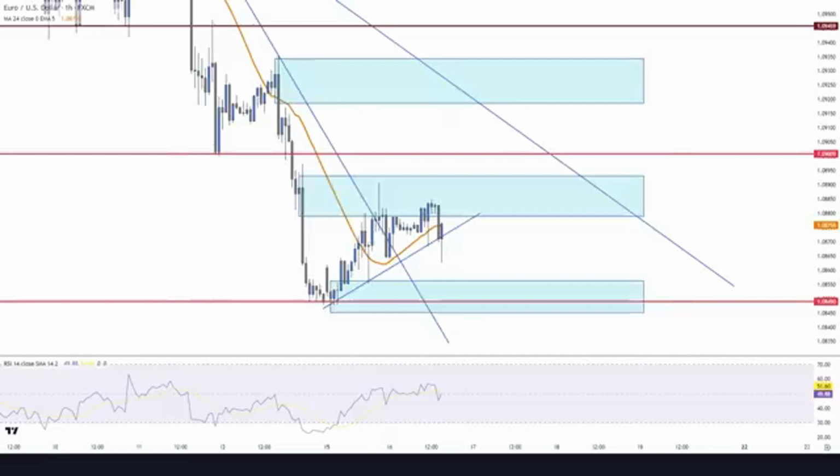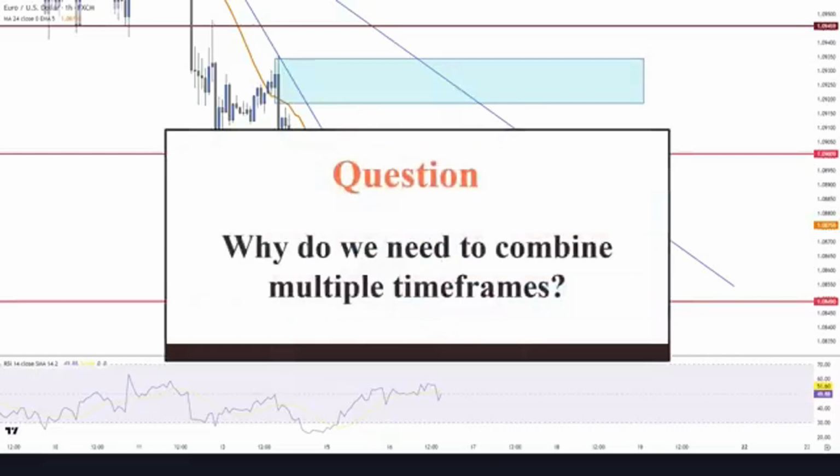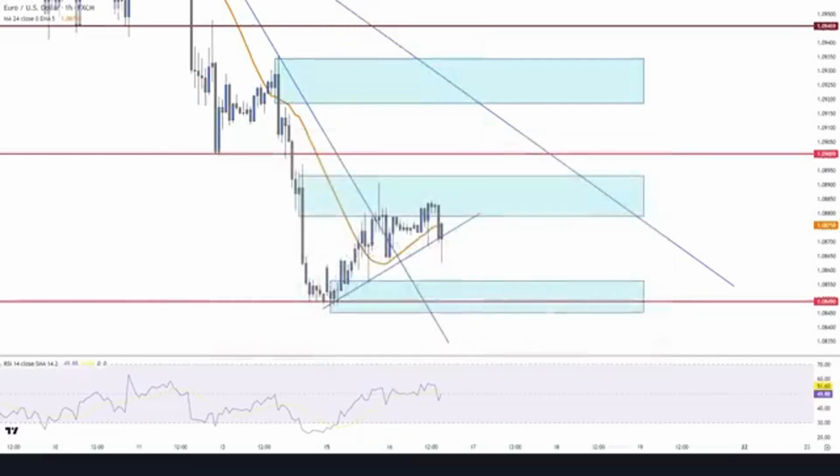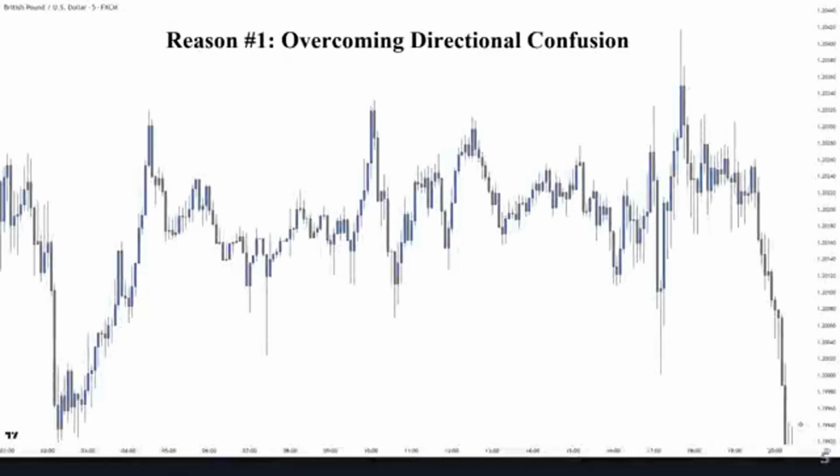But first, why do we even need to combine multiple time frames? Well, here are the top 3 reasons. Number 1. Overcoming directional confusion. Here, on the pound-dollar 5 minutes chart, the market looks choppy without any visible direction. It continuously violates the structure levels to both up and down sides, confusing any trader trying to identify the direction.